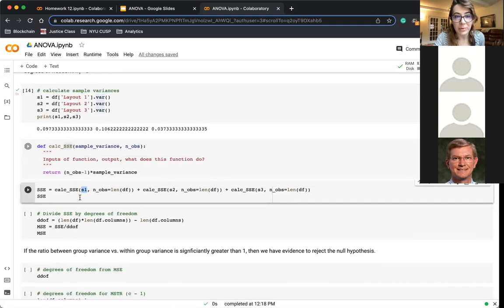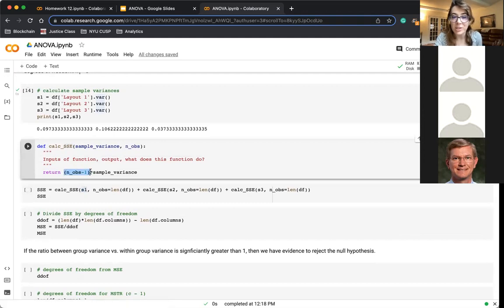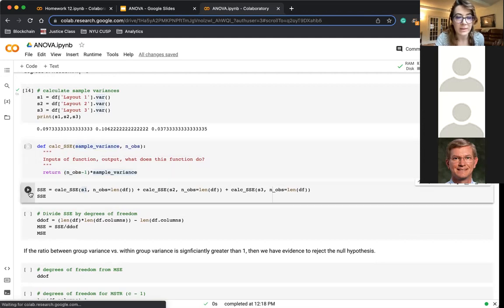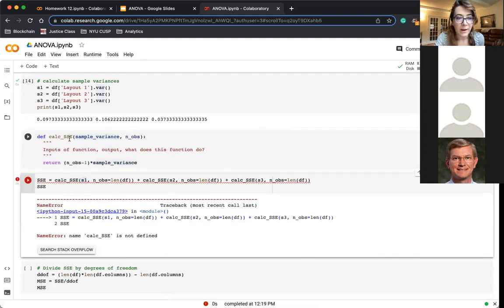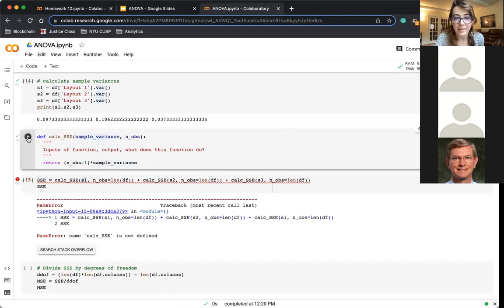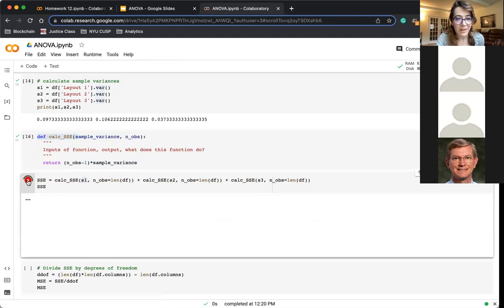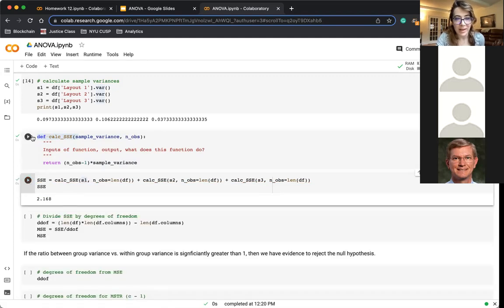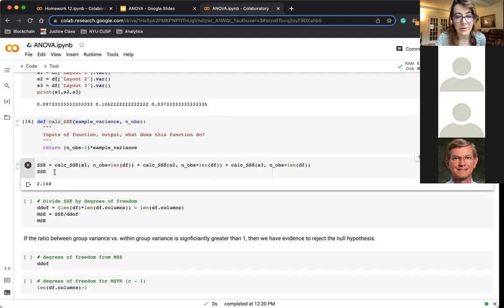So using now this sample variance between the different groups, we are taking the number of observations minus 1, and then multiplying it by the sample variance to get this sum of squared error. And I'm seeing this name error because I didn't hit run here to define that function. So it has no idea what I'm referring to with this calc SSE until I say, hey, I defined this for you right up here, and now I want to use it. So I'm just going to run that again, because I just didn't hit run in that cell. So now we have this value of sum of squared error.